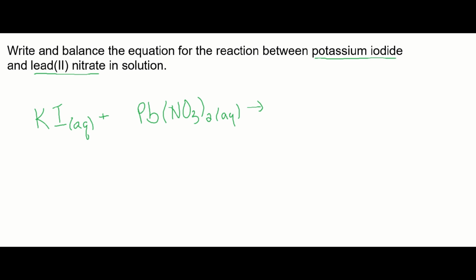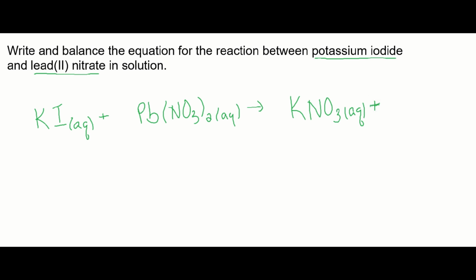So let's predict the products. The potassium will end up being with nitrate, and because they both have 1 positive, 1 negative charges, it's going to be in a 1 to 1 ratio. All right. Alkali metals and nitrates are soluble, so this is going to be dissolved in aq. You'll get a formula sheet with the solubility rules when we get there.